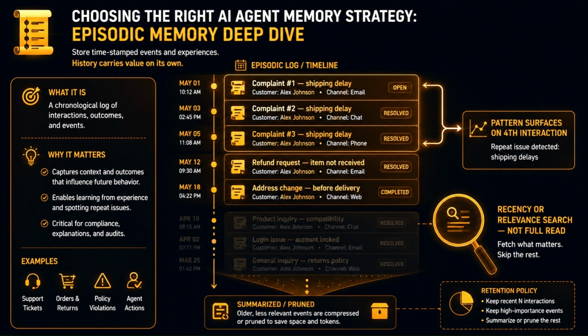Episodic memory is typically implemented as a growing log, where entries accumulate over time and older entries may eventually need summarizing or pruning as the log grows unbounded. Retrieval here is usually by recency or by relevant search rather than a full read, because unlike a small semantic profile, an episodic log can grow very large very fast, and reading the entire history on every single turn quickly becomes impractical at any real scale.